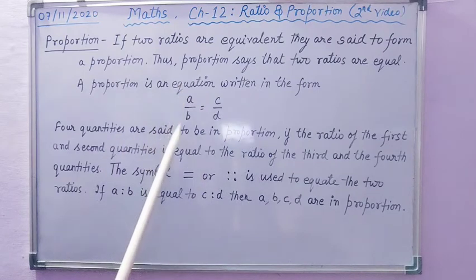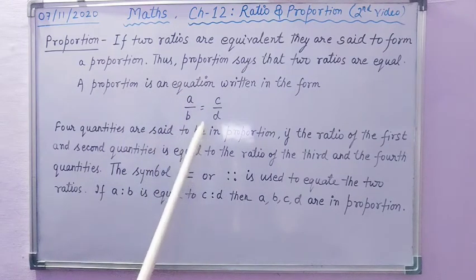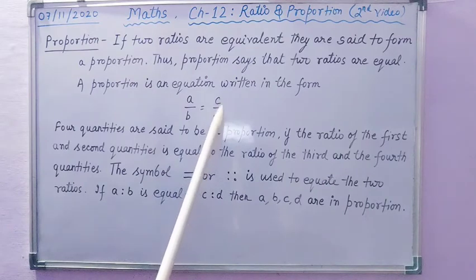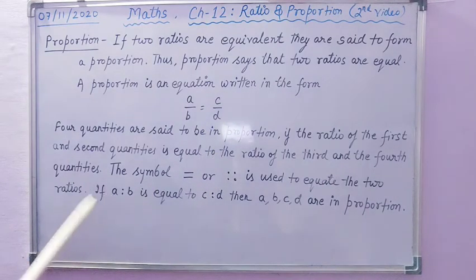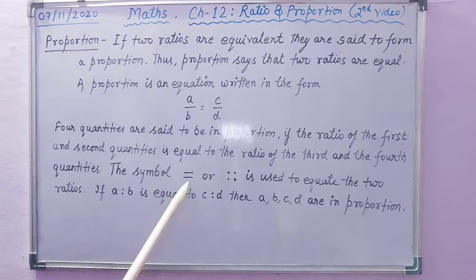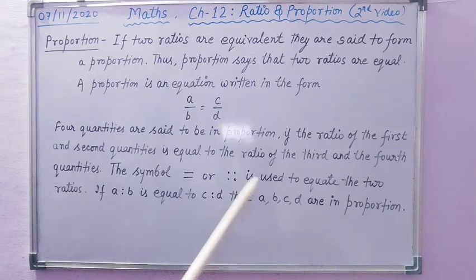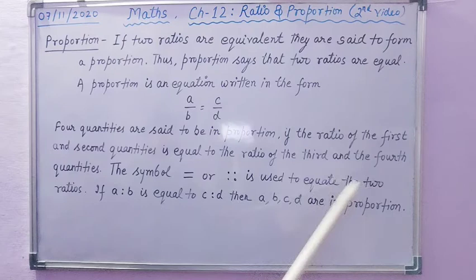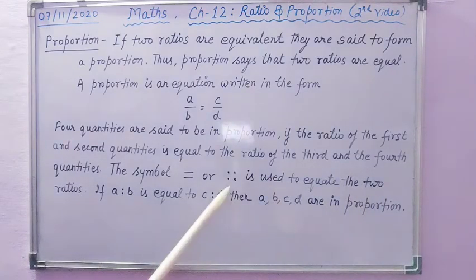So the ratio of A and B, first and second, is equal to the ratio of third and fourth, C and D. So the symbol is equal to, or this proportion symbol is used to equate the two ratios. This symbol is used to equate the ratios. If A ratio B is equal to C ratio D, then A, B, C, D are in proportion.